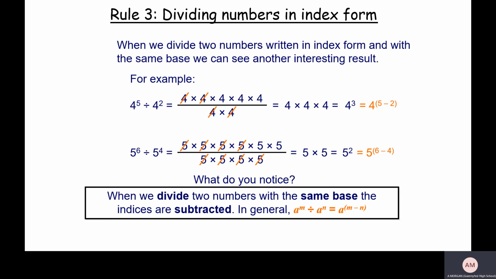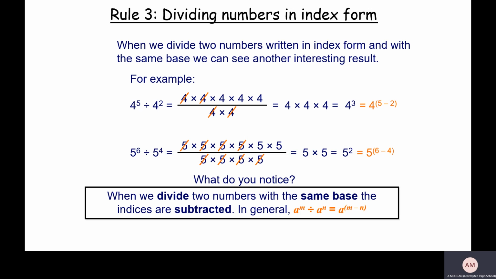So look at another example. 5 to the 6 divided by 5 to the 4. Let's do the same thing. So we've got 5 times 5 times 5, 6 times on the top, and 4 times on the bottom. And if we cancel out top and bottom as far as we can, so crossing out 4 5s on the top and 4 5s on the bottom, what we're left with is just 2 5s on the top. 5 times 5, that's 5 squared.